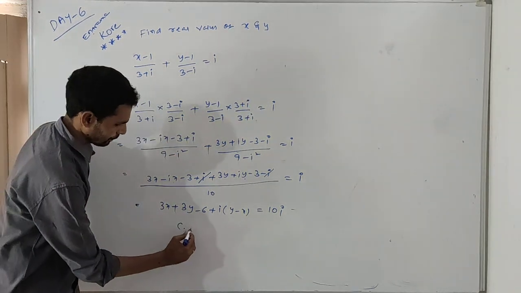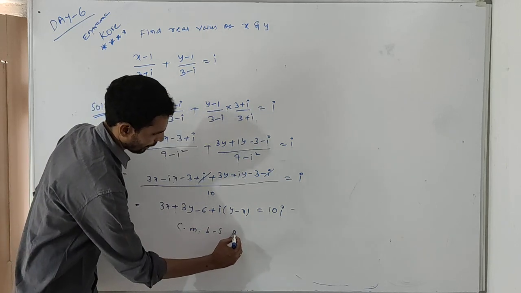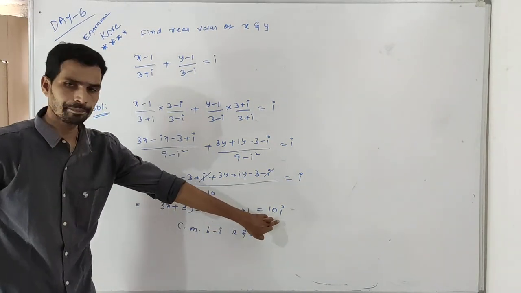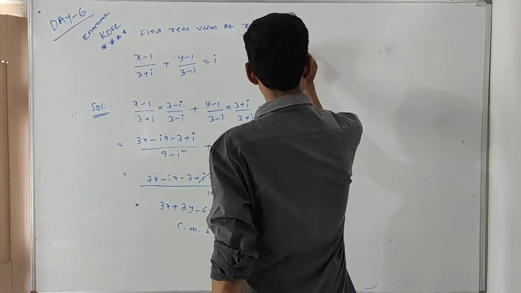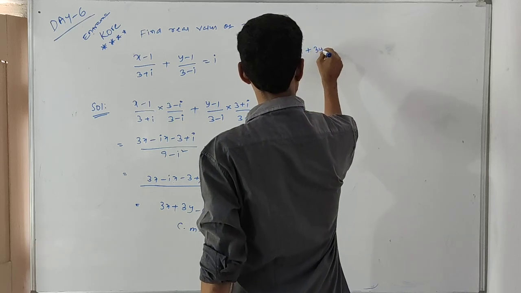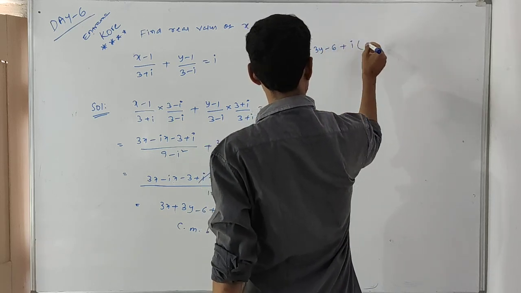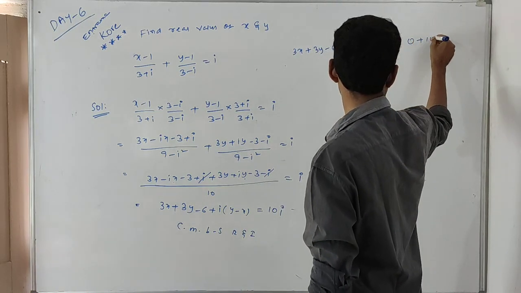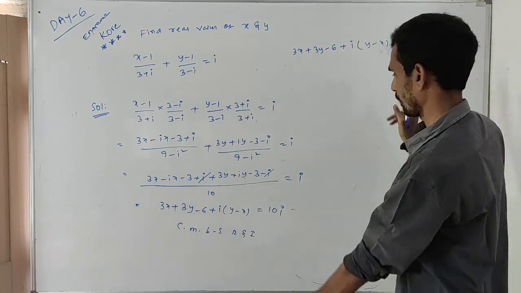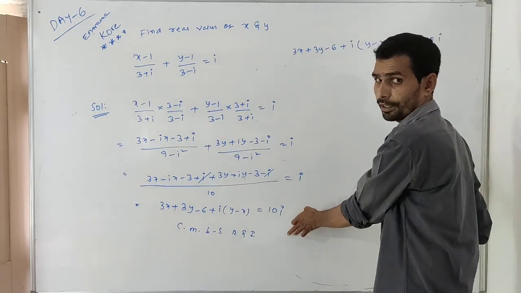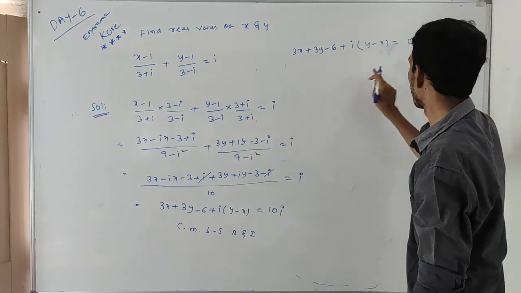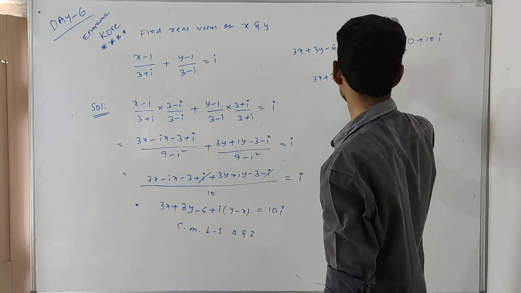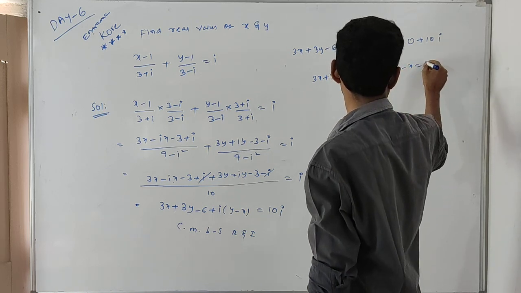Now compare both sides, real and imaginary parts. 10i can be written as 0 plus 10i. So it can be written here as 3x plus 3y minus 6 plus i of (y minus x) is equal to 0 plus 10 into i. Any doubt? Here 10 is the only imaginary part, there is no real part. Comparison here: the real part 3x plus 3y minus 6 is equal to 0, and y minus x is equal to 10 only.